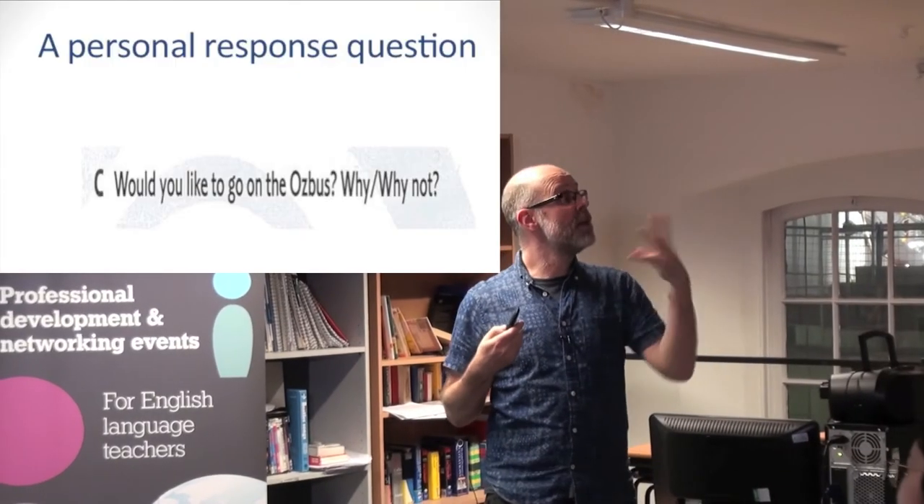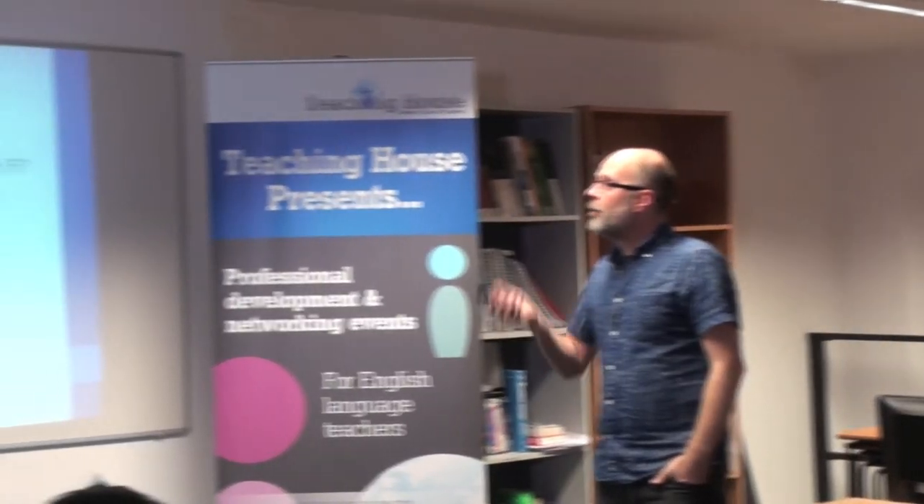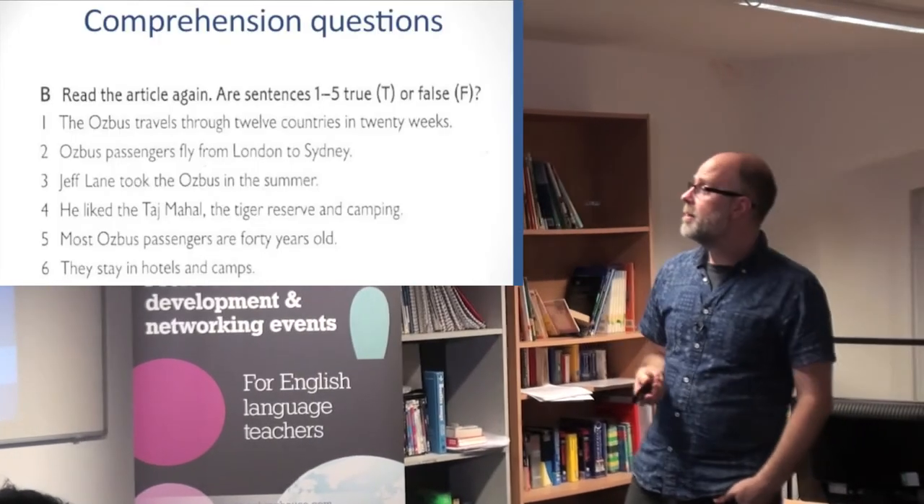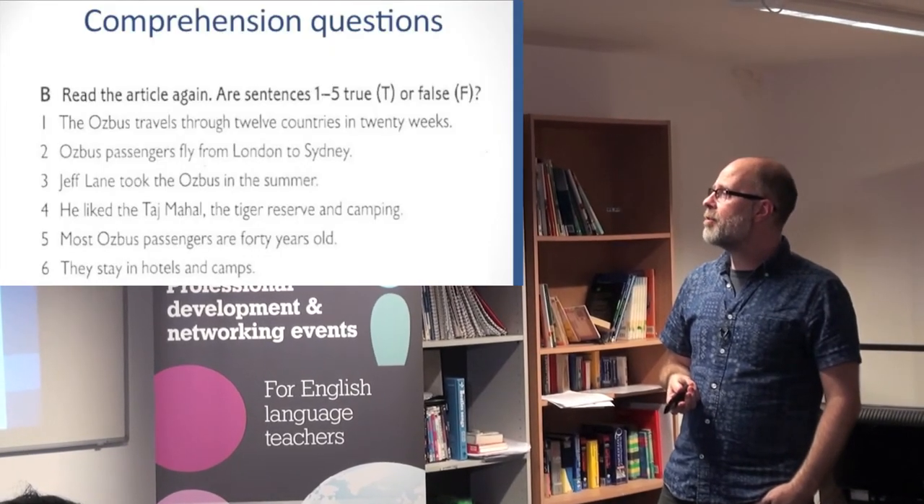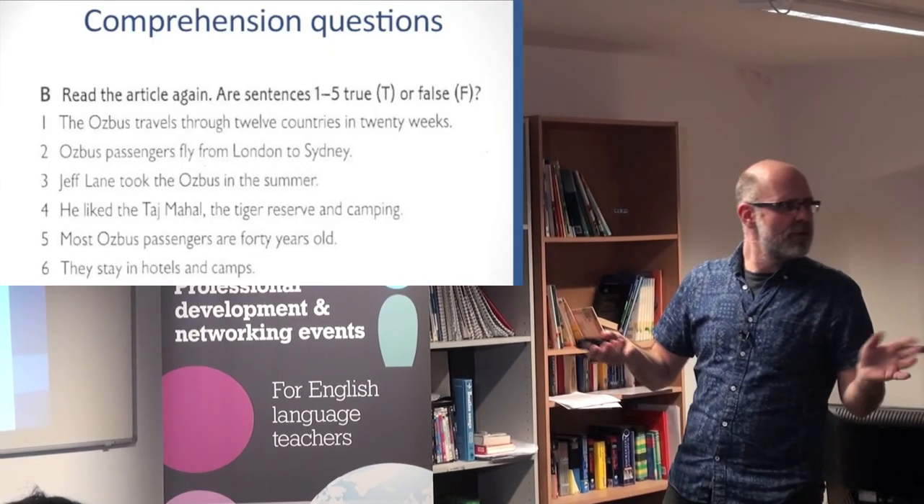I'm going to do the same thing. I'm going to look at the kind of things that the students were saying. Now, these are the comprehension questions in the book. The Ausbus travels through 12 countries in 20 weeks. True or false?